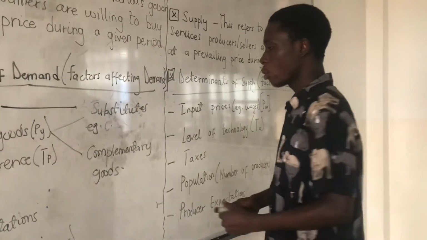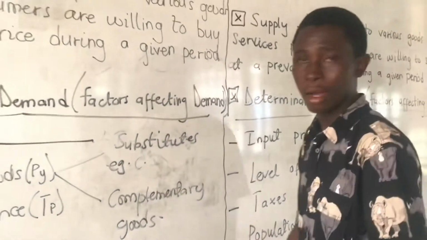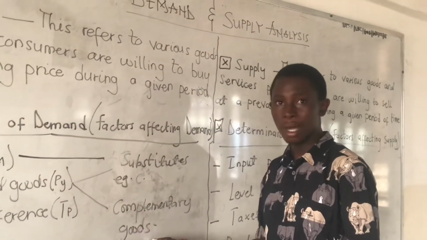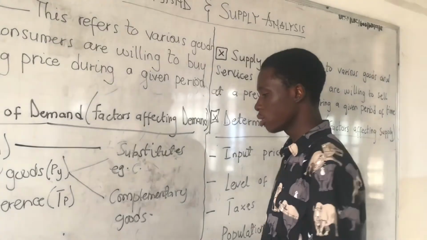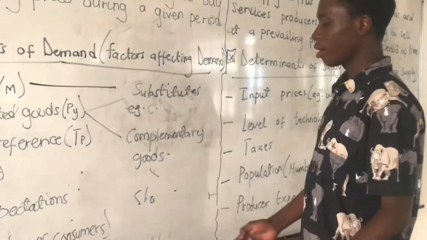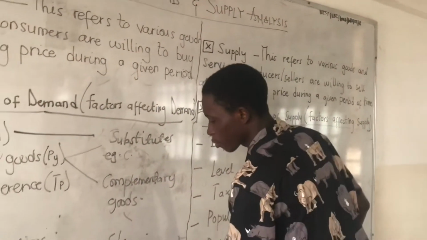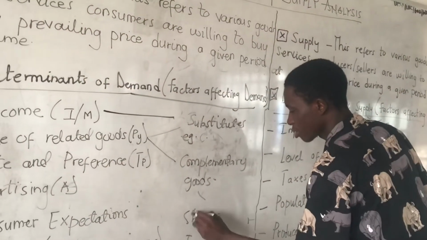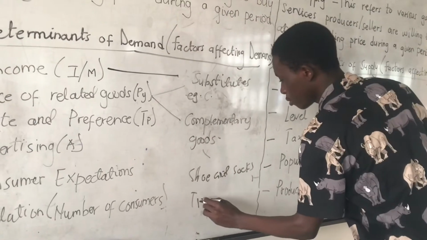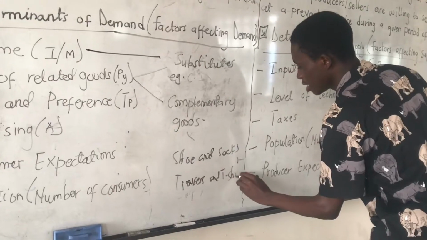We also have complementary goods. Complementary goods are goods that are used together. Complementary goods are the same as joint demand. In complementary goods, you can say shoe and socks. Someone might argue that it's not always that we wear socks, but most often it's shoe and socks. We also have trousers and t-shirt.